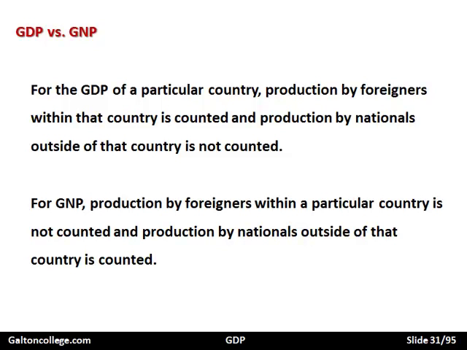So foreigners living within, say, the UK, who produce something, that item is not counted. It's produced by foreigners, so it's not counted as part of the gross national product. But output by British people living overseas is counted. So that particular paragraph there, I think, summarizes the distinction between the two.